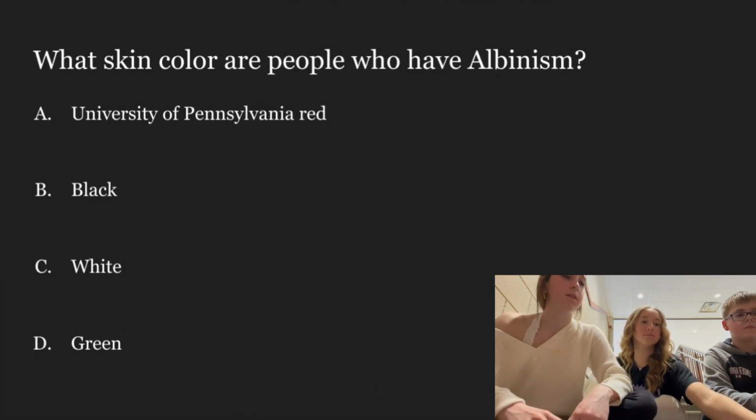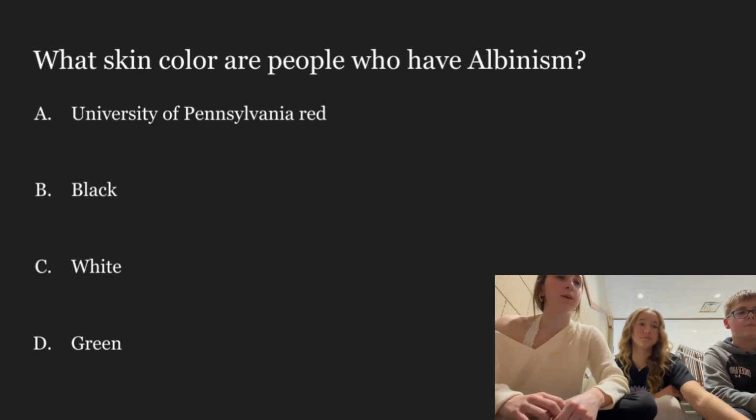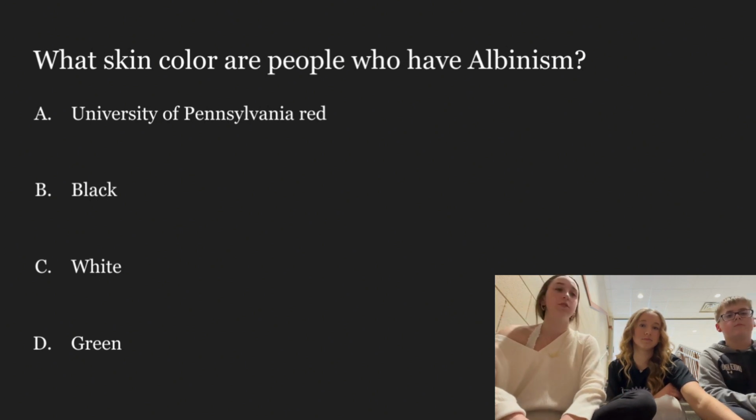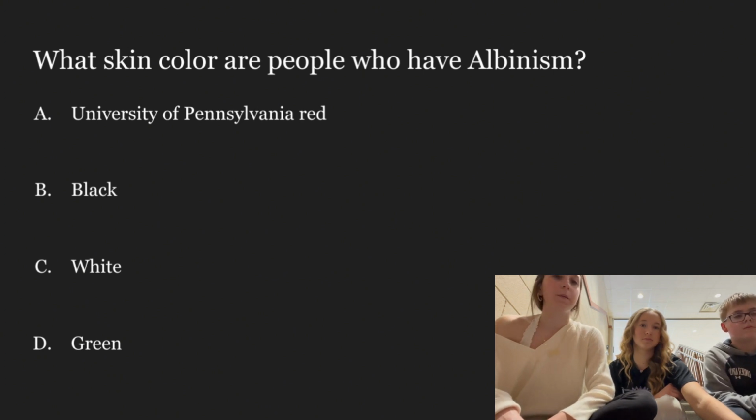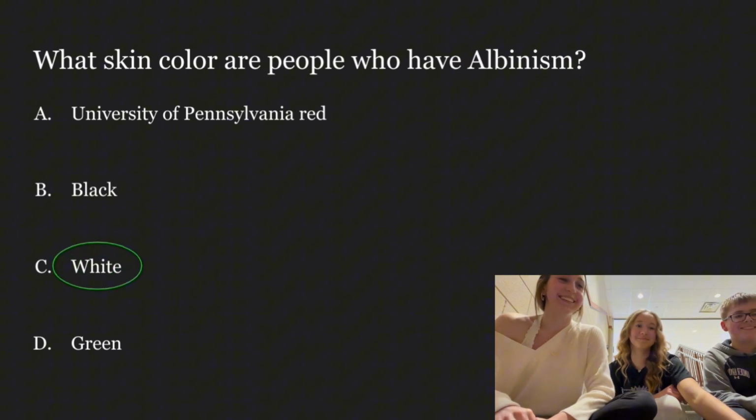Okay. For our next question, what skin color are people who have albinism? A, University of Pennsylvania red, B, black, C, white, or D, green. I'll give you a second to answer. Okay, so the answer is white.